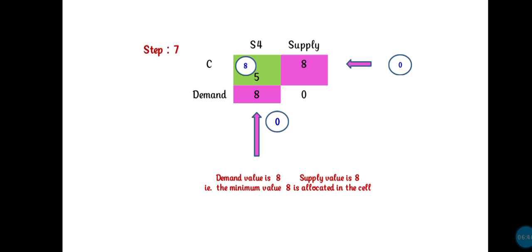Here only one cell is available, that is CS4. Here we need to allocate the minimum value. The demand value is 8 and the supply value is 8. So we allocate the value 8 in the cell CS4. After allocating this value, subtract it from the demand and supply. Now we get demand value 0 and supply value 0. All the demand and supply are exhausted.